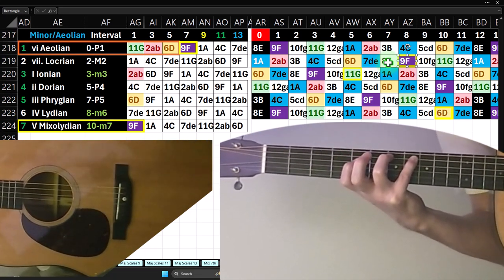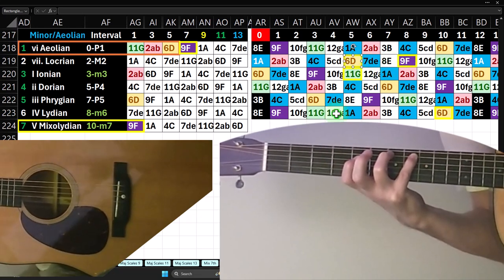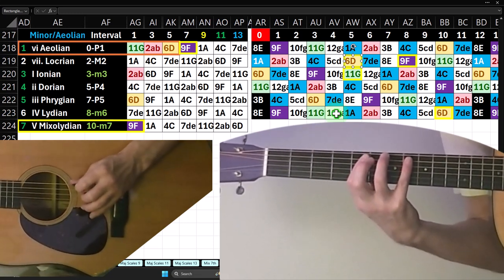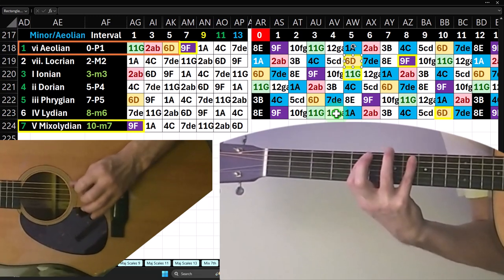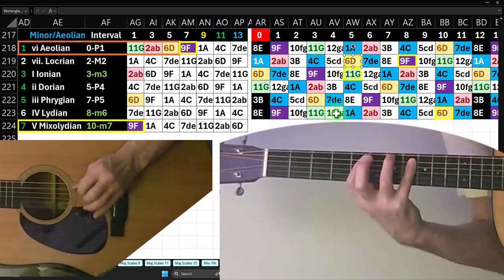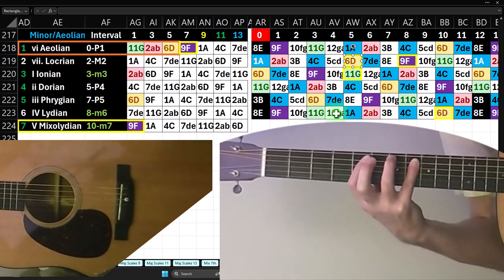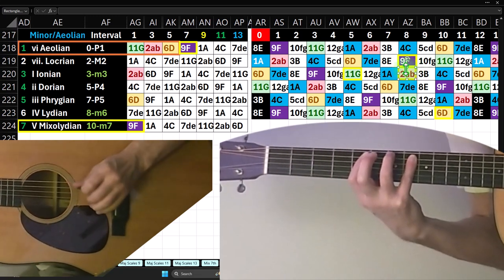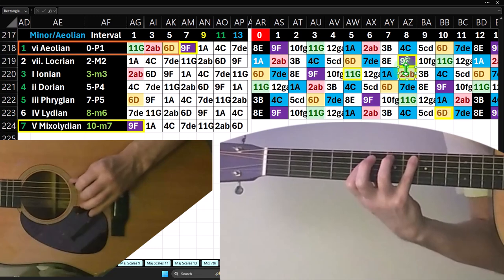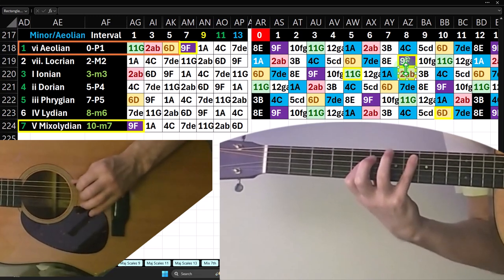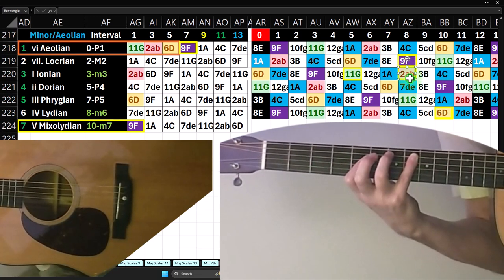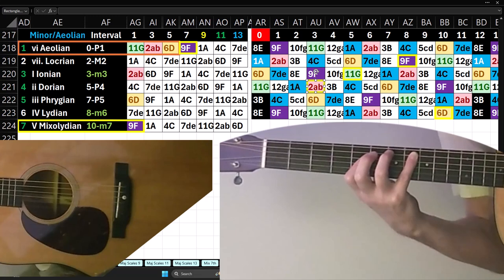All right, what can I do with that? Well, there's a 5 right here, so I could arpeggiate the 5. This is going to be 1, 5, minor 7, 1, 5, minor 7, 1, 5, minor 7. That's interesting. I also have a 3rd out here, so I could do it like this: 1, 3, minor 7, 1, 3, minor 7. And then I have a 3rd back here, which is kind of interesting.